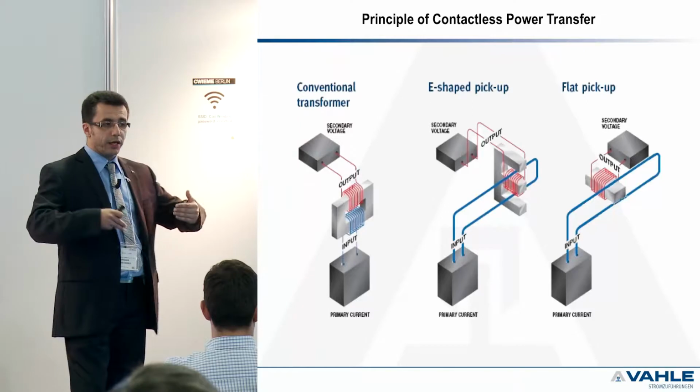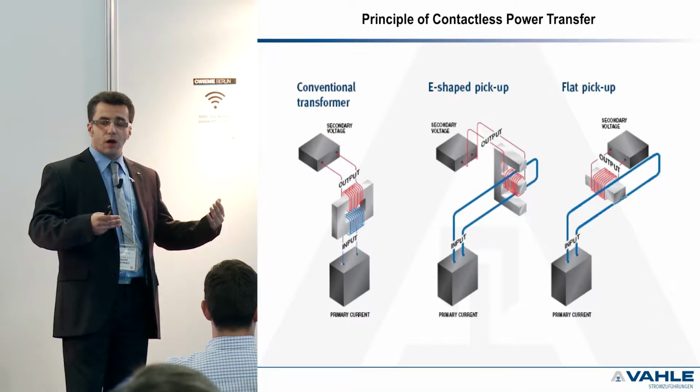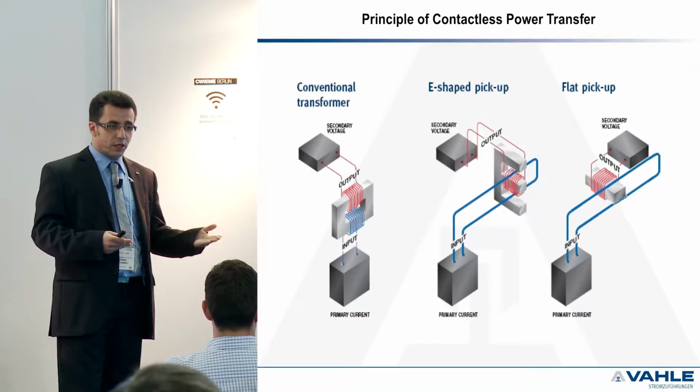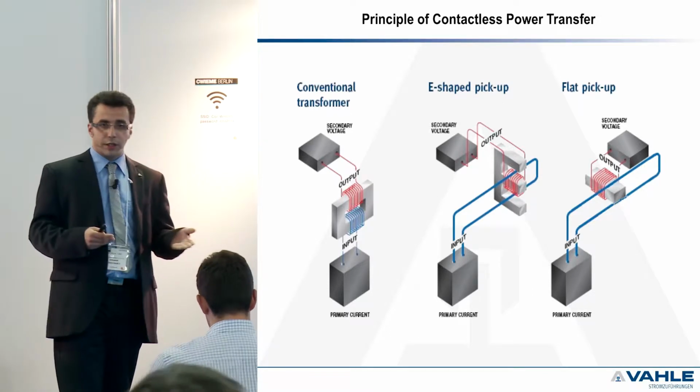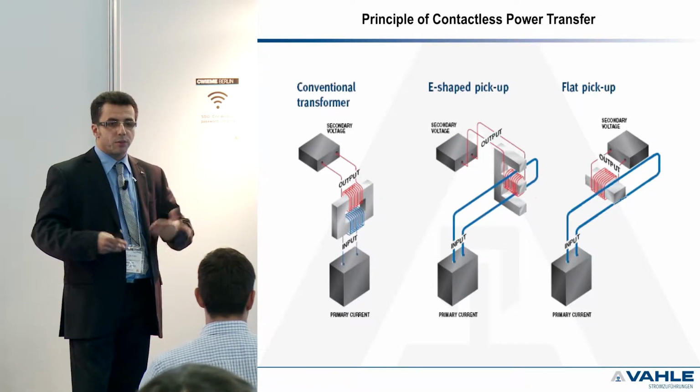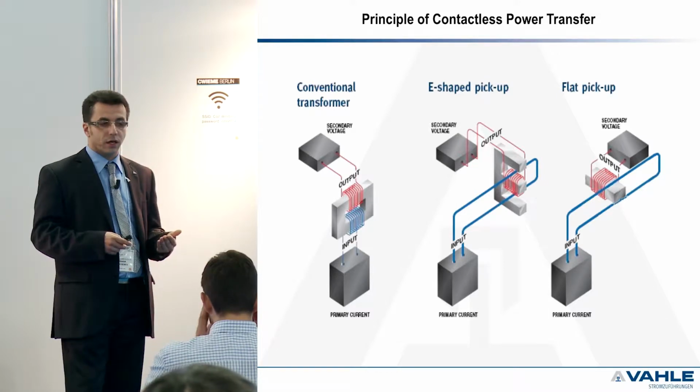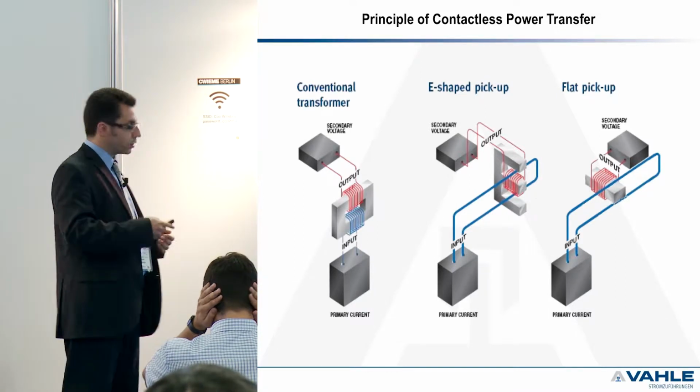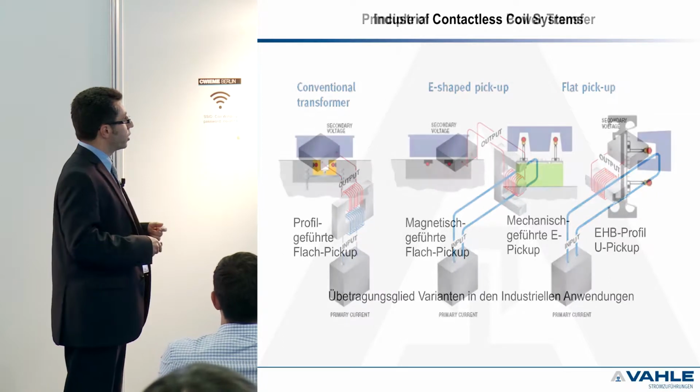So this is the principle we've got here: an air gap transformer. This means we've got higher leakage and smaller coupling, and we compensate for that by using resonant circuits. This is the actual technology we're using.